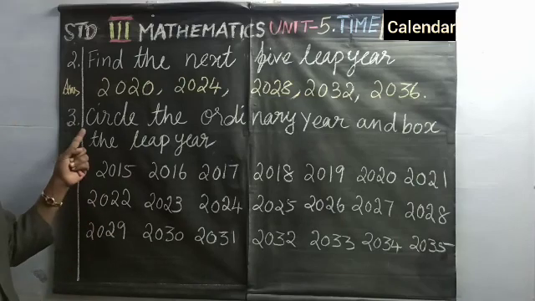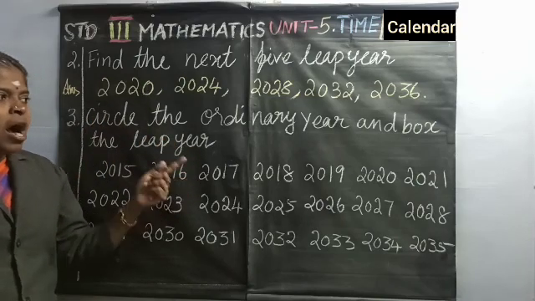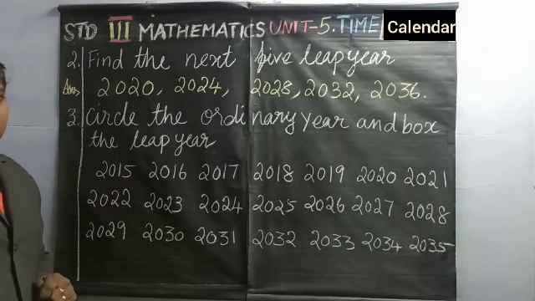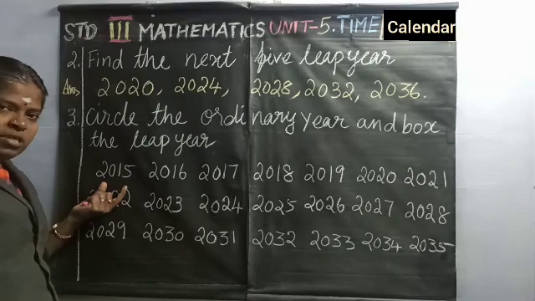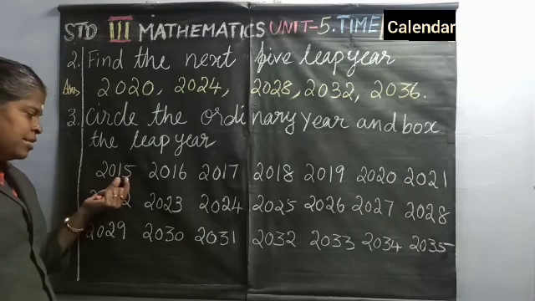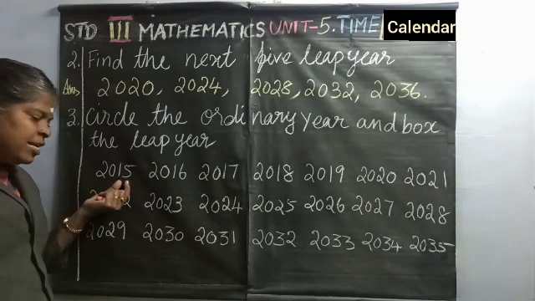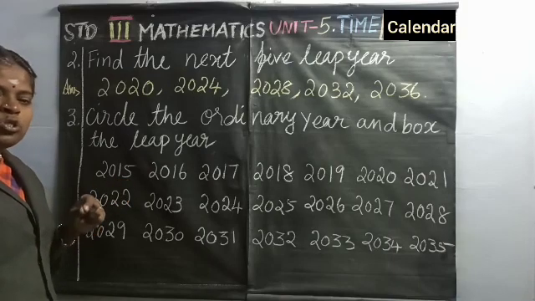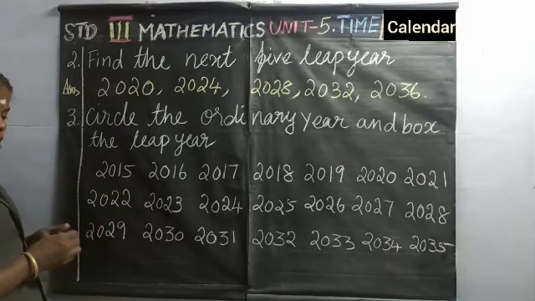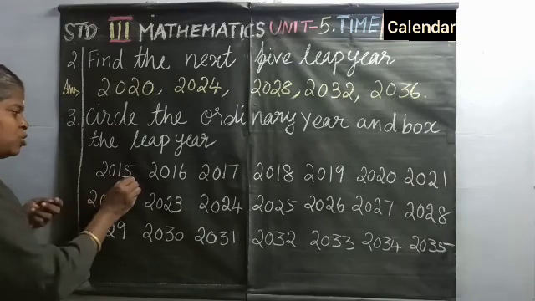So next, circle the ordinary year and box the leap year. Now we can take 2015. First we have to consider the last 2 digits. Is 15 a multiple of 4 or not? It is not a multiple of 4. So it is an ordinary year. So we can circle it.